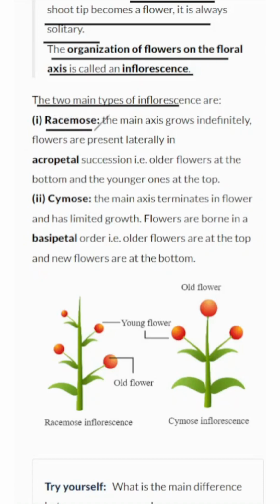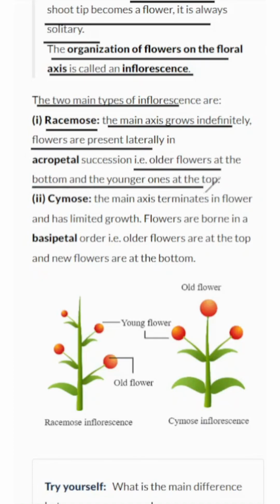Racemose. The main stem keeps growing, and flowers join from the sides. They line up, with older ones at the bottom and younger ones on top. Cymose. The main stem stops growing after one flower, and flowers are put in a line, too. But this time, the older ones are at the top, and new ones are at the bottom.